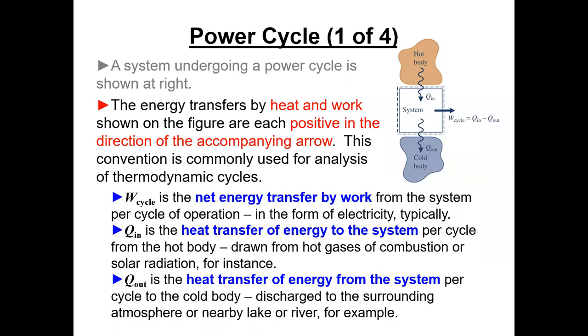And Q out is the heat transfer of energy from the system per cycle to the cold body: discharge, atmosphere, lake, river, whatever. Now I will say, the colder the body you can dump that to, the better efficiency we'll wind up getting out of the cycle when we actually get to the cycle analysis.